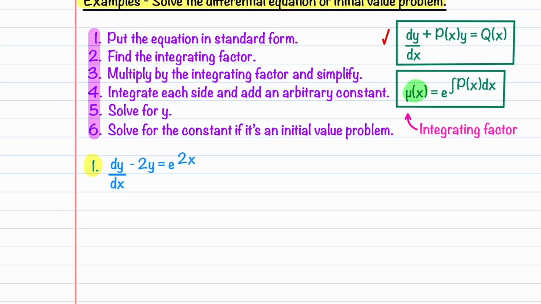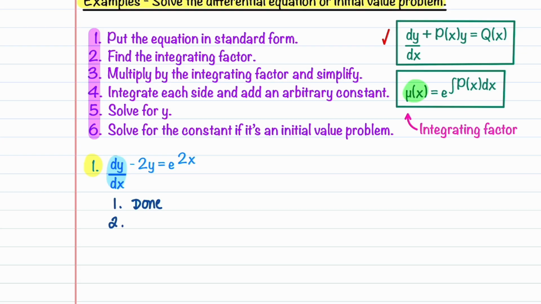The first thing that we want to do to solve this linear first-order differential equation is to put it in standard form. Standard form is where you just have the derivative by itself. This equation is already in standard form, so we'll just put done for this step.